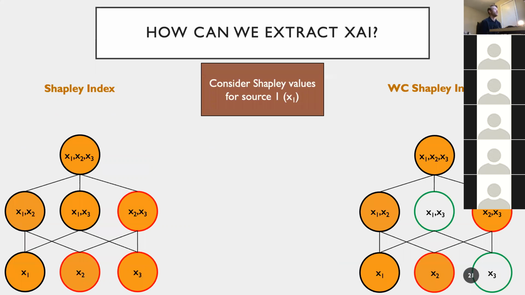So, all right. For the very first index that we have, it's going to be the Shapley index. And the Shapley index is one that models the contribution of each one of your sources. So how important was source 1?